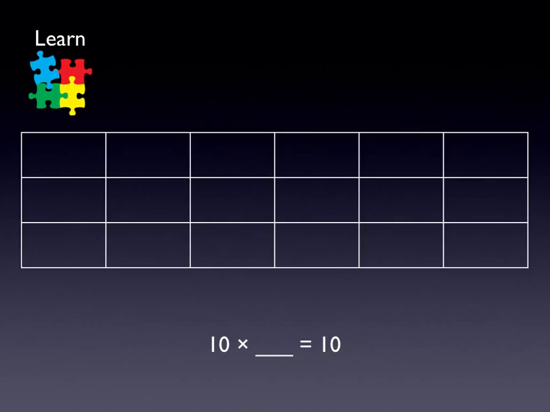All right, let's do a little concept development with multiples of 10. We're going to use this chart. Here we're going to start with 10, 100, 1,000, 10,000. I have 10 times what is going to equal 10? 10 times 1 is going to equal 10. Now what times 10 is going to equal 100? You know your multiplication facts, you'll know that 10 times 10 equals 100.